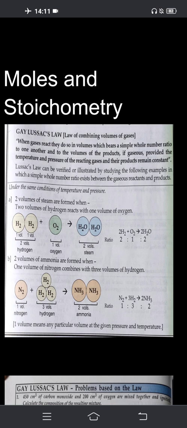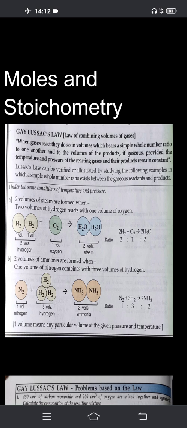Today, I'll teach you Gay-Lussac's Law of combining volumes. How do I define Gay-Lussac's Law of combining volumes? When gases react, they do so in volumes which bear a simple whole number ratio to one another and to the volumes of the products, if gaseous, provided the temperature and pressure of the reacting gases and the products remain constant. What does that mean?